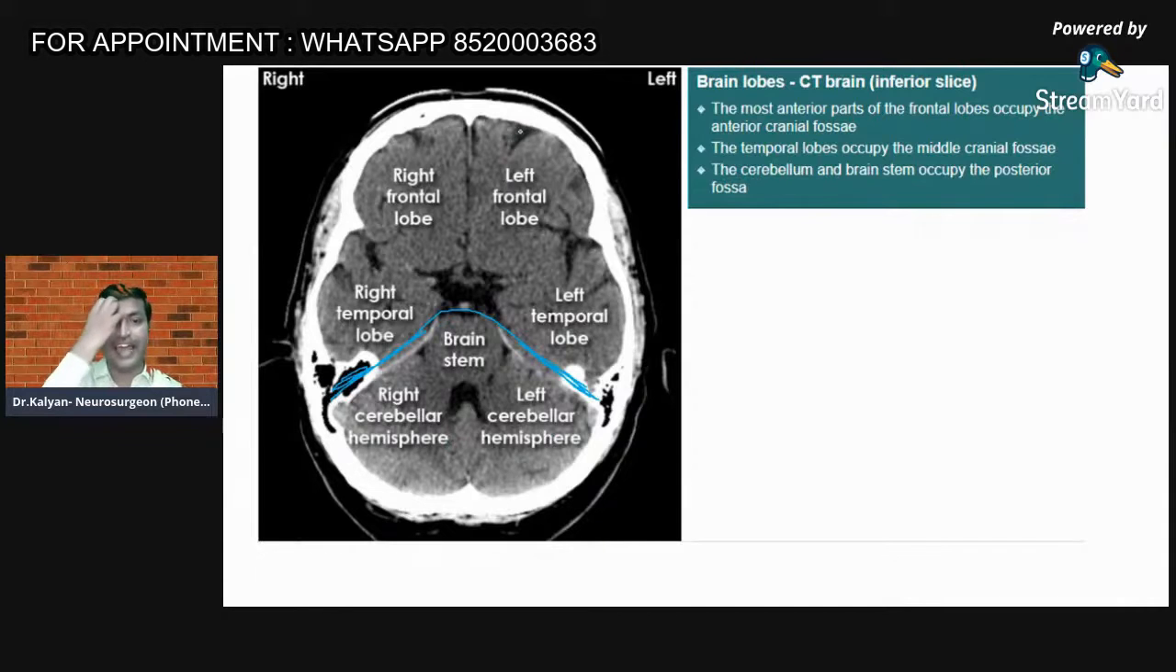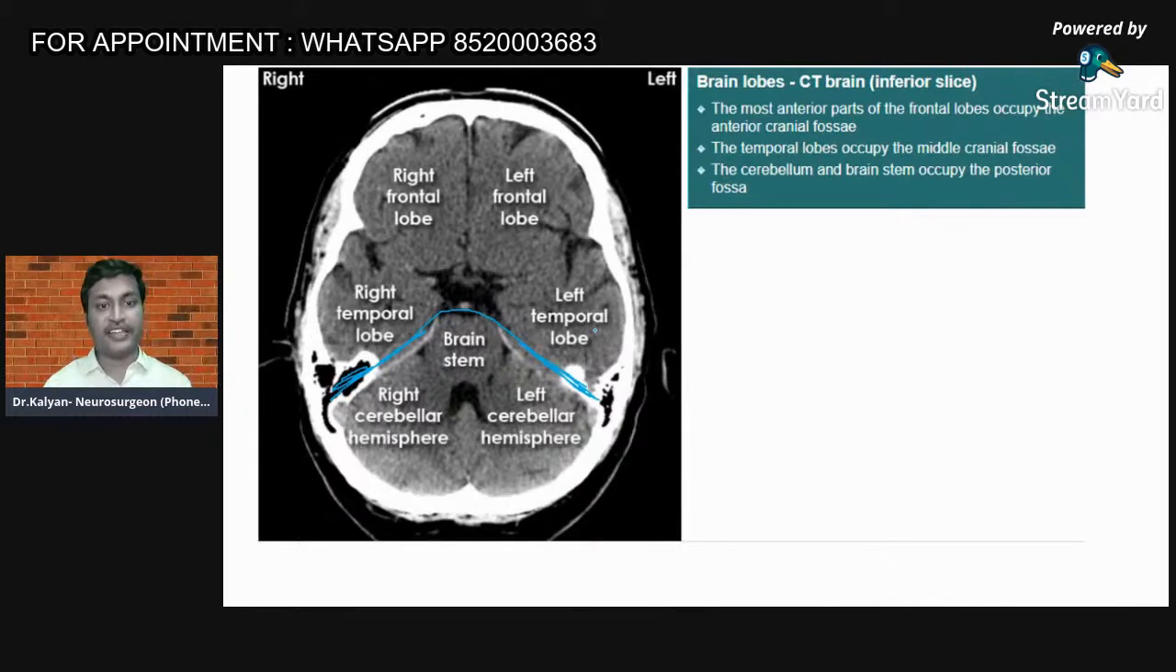So the one which is present anterior most is the frontal lobe. And the one which is present above your ears, in front of your ears, is the temporal lobe. Am I clear? If you have understood this, just type yes. I will go forward.